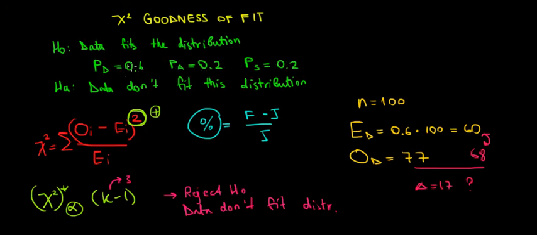Maybe we have much more Dutch students and much fewer American students. If at least one of these proportions differs from what we think, then we have enough evidence to say that the data just doesn't fit the distribution that we had in mind. Hope this makes sense, and we are done.